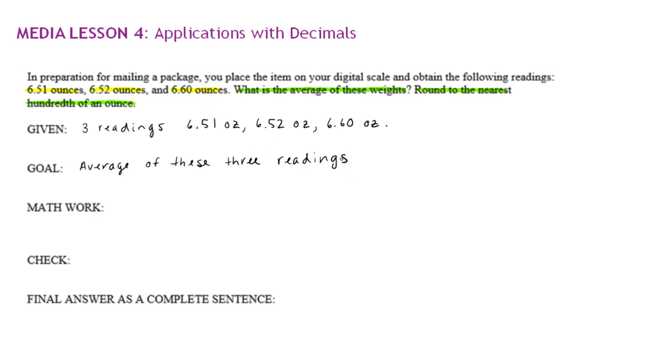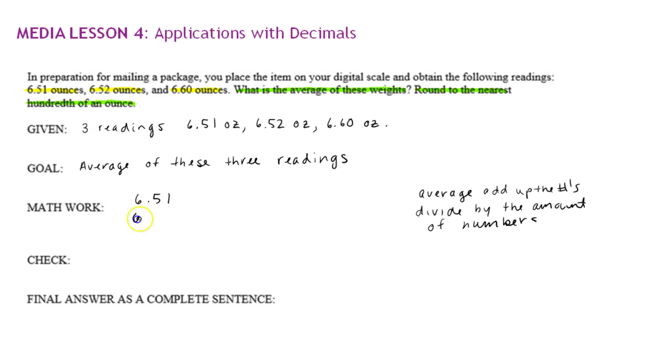Okay. So recall that to find an average, you add up the numbers and divide by, I'll say, the amount of numbers, or else it's the number of numbers, which can be confusing. So here we want to add our 3 numbers together first. So let's do our math work.